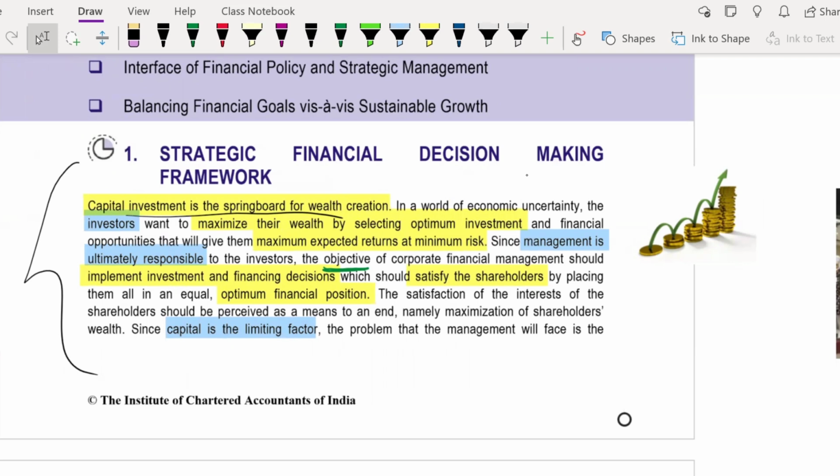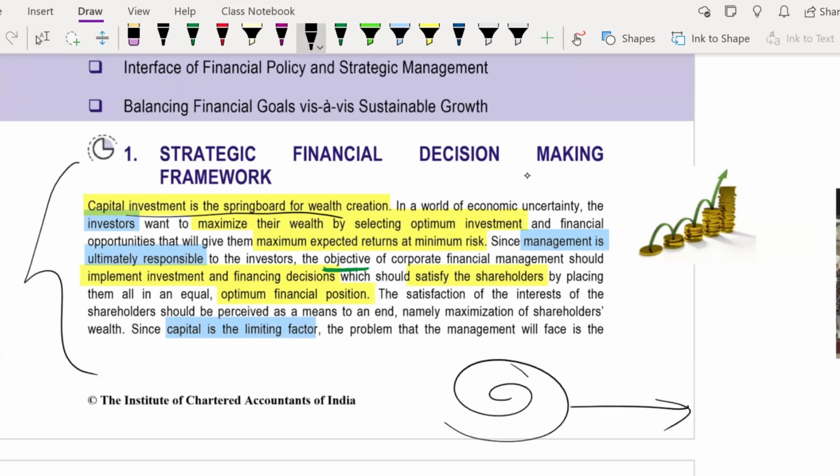When and only when you put money into a business, the business will be able to run itself and go, and it will be able to give you back money. So capital investment is a springboard. Only if you put money, it will give you money back. It's a springboard for wealth creation. Okay, so here what they tell you is, if you want to start a business, like I told you, you have to put money into the business.